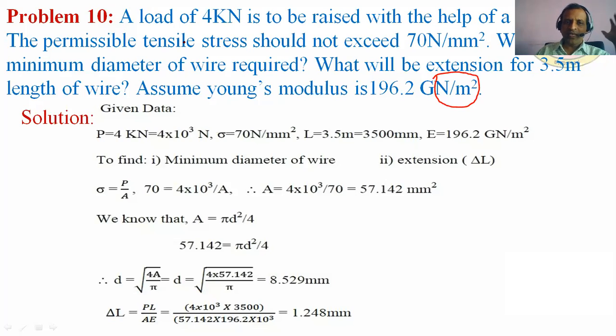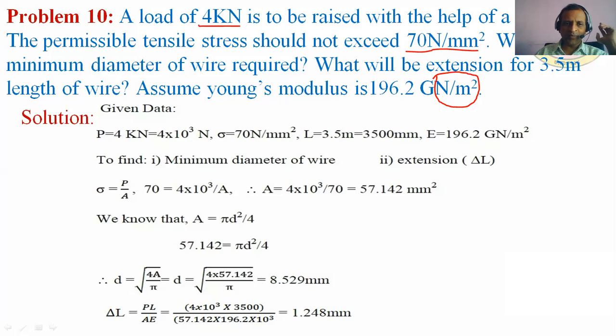ಫಸ್ಟ್ ಪ್ರಾಬ್ಲಮ್ ಅಲ್ಲಿ a load of 4 kilonewton is to be raised with the help of a steel wire. Right? ಲೋಡ್ ಎಷ್ಟು ಕೊಟ್ಟಿದ್ದಾನೆ ಇಲ್ಲಿ? 4 kilonewton ಲೋಡ್ ಕೊಡ್ತಾ ಇದ್ದಾನೆ. The permissible tensile stress should not exceed 70 Newton per meter square. This is the stress. Should not exceed antana. Should not exceed means this is the maximum stress. Is a maximum stress the material can withstand.